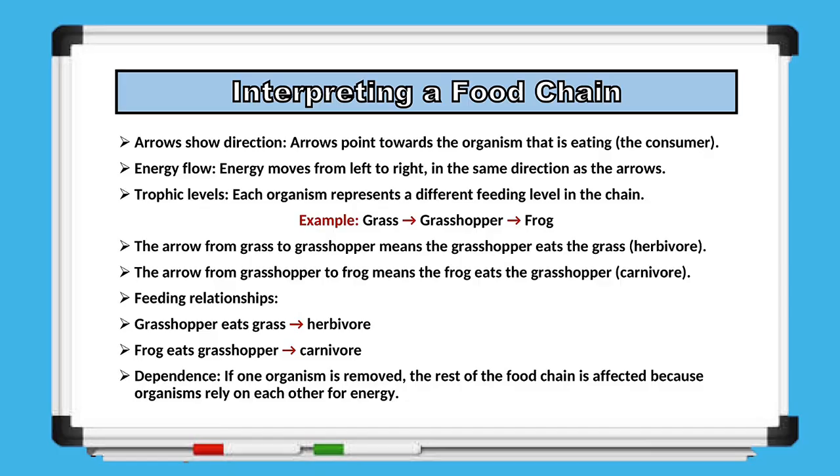If one organism is removed, the flow of energy is disrupted, affecting the survival of the organisms that depend on it for food. This is why every organism plays an important role in maintaining the balance of an ecosystem.